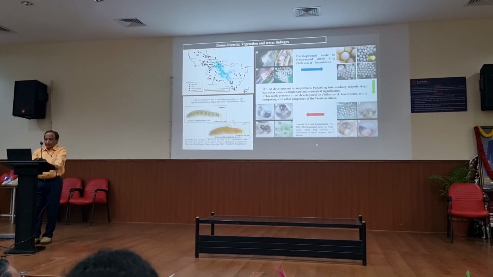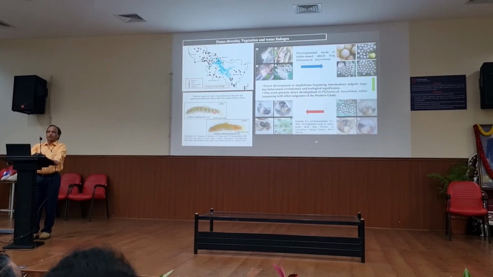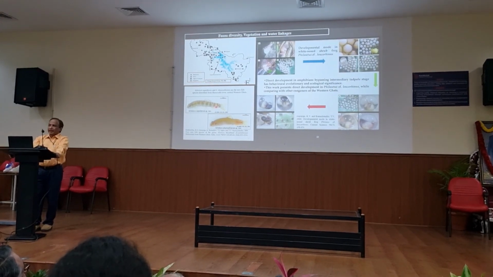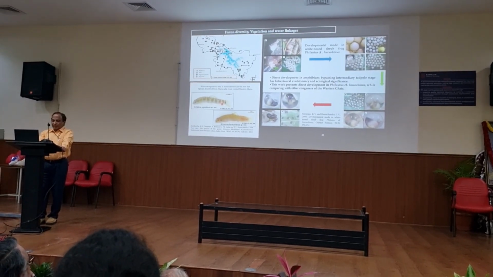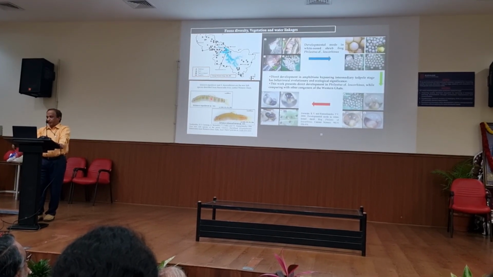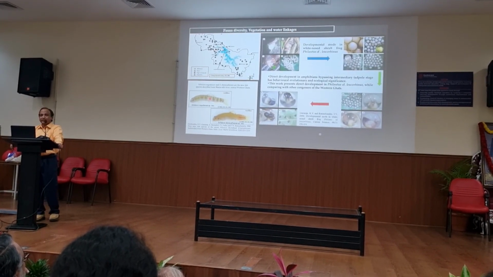Now, we also described 2 new species of fish. When we come across a new species, if it is not reported earlier, we give the name. So we gave the name, and the importance of this is they have a medicinal property that is used for curing bronchitis or asthma.